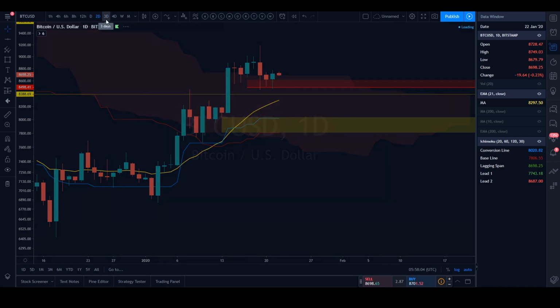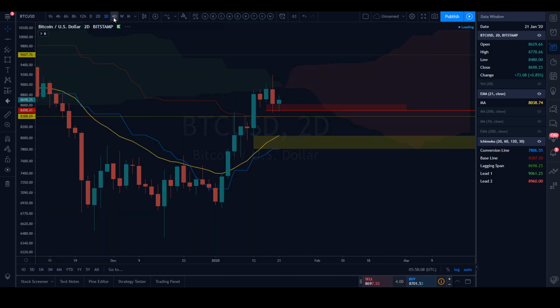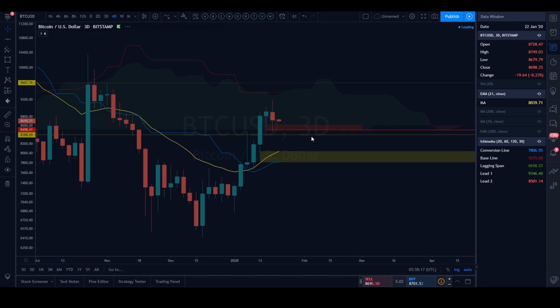Now 2-day we already established, which was the Tenkan as well as the 21 EMA, correct? There we go. 3-day, what do we have there in the 3-day? 3-day is the 21 EMA as well as the 3-day Tenkan. 4-day, what do we have there on the 4-day?